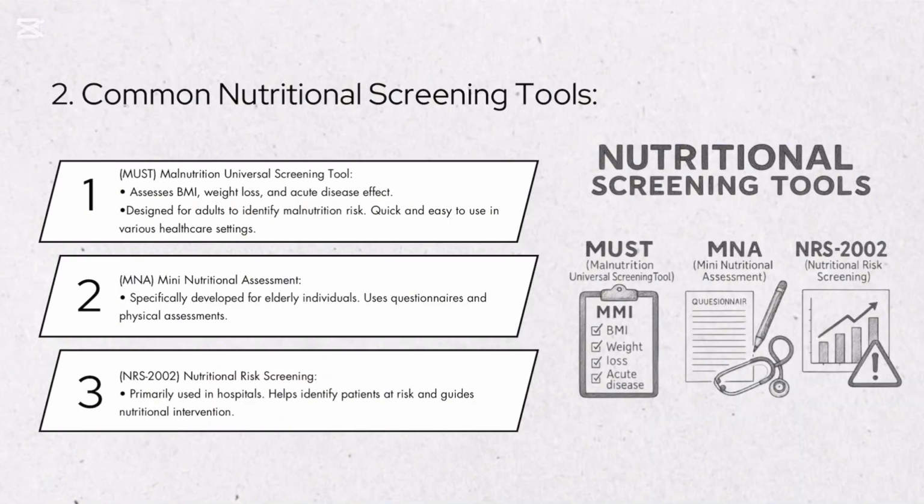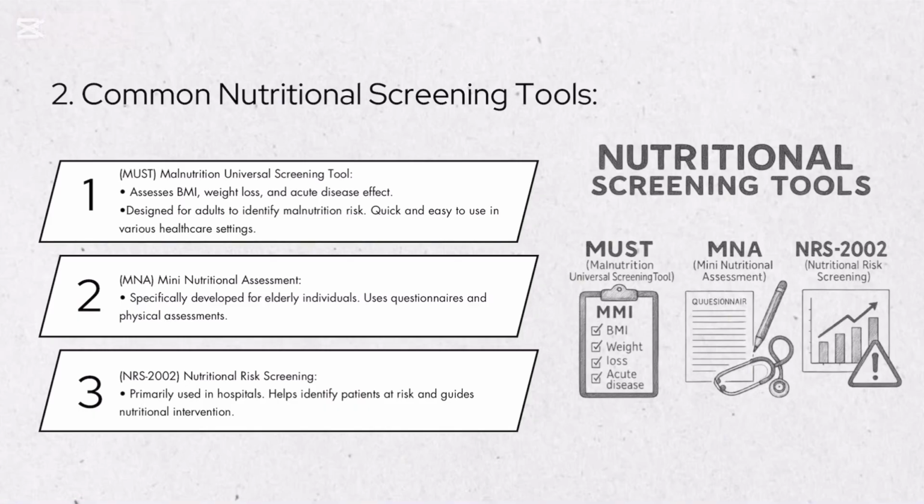Common nutritional screening tools. When it comes to evaluating nutritional risk, there are several validated screening tools that nurses can use effectively in different clinical settings. First, we have the Malnutrition Universal Screening Tool, commonly known as MUST. It assesses three main components: body mass index, BMI, unintentional weight loss, and the effect of acute illness on nutritional intake. It's designed for adults and is quick and easy to use in hospitals, clinics, or community settings.